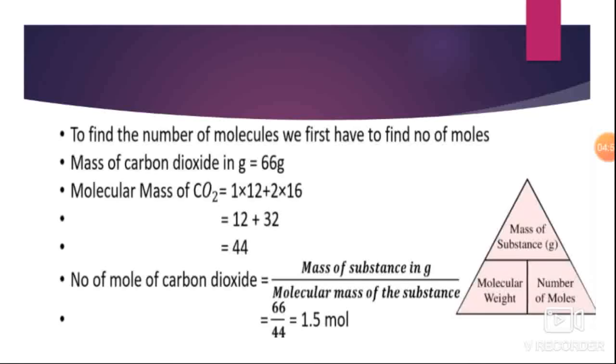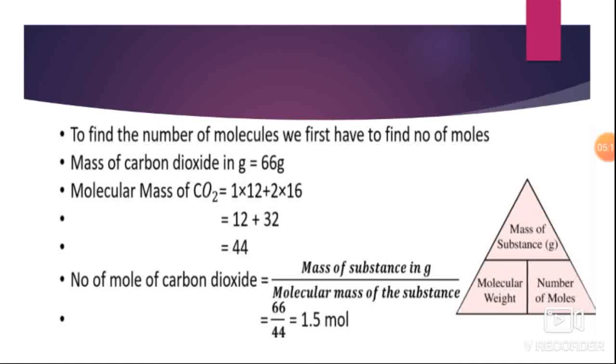But I will first tell you the formula to find the number of moles of a substance. We have to divide the mass of the substance in grams by the molecular mass of the substance. So we write the mass of the substance in grams upon the molecular mass of the substance. Let's see the sum. To find the number of molecules, we first have to find the number of moles.